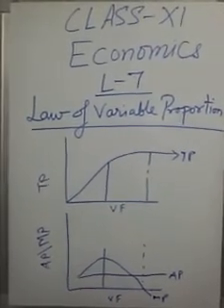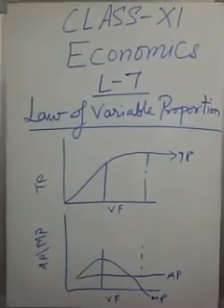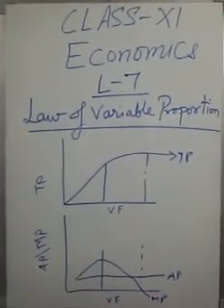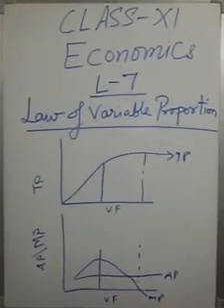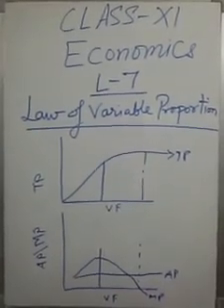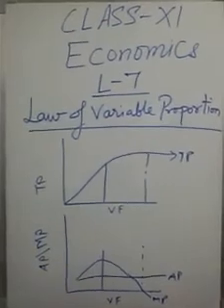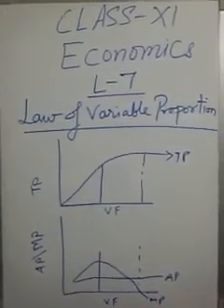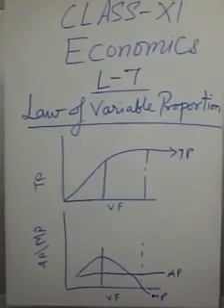This brings us to the conclusion that the producer will stop only in stage 2. Technically, it means that the producer will find his equilibrium point where he maximizes his profit only in the second stage of production, when MP is declining but still remains positive.